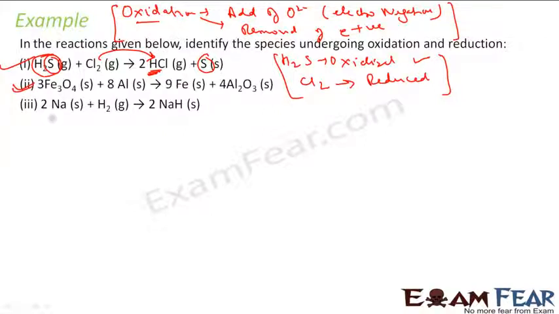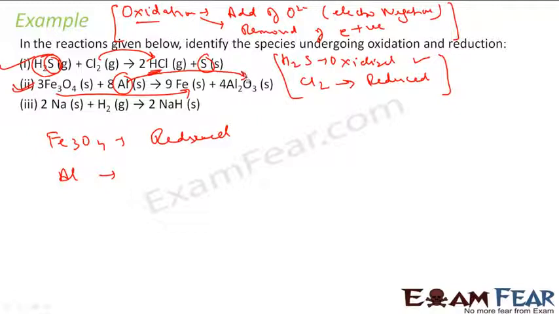So we have Fe3O4. Fe3O4 becomes Fe. That is oxygen is removed. Correct? Oxygen is what? Electronegative element. So removal of electronegative is what? Removal of electropositive is oxidation, so removal of electronegative is reduction. So Fe3O4 is reduced. So if Fe3O4 is reduced, Al has to be oxidized. But let's double check. Aluminium becomes Al2O3. That is addition of oxygen. Addition of oxygen is nothing but addition of electronegative element. Addition of electronegative element is what? Oxidation. So this guy is oxidized. Correct.